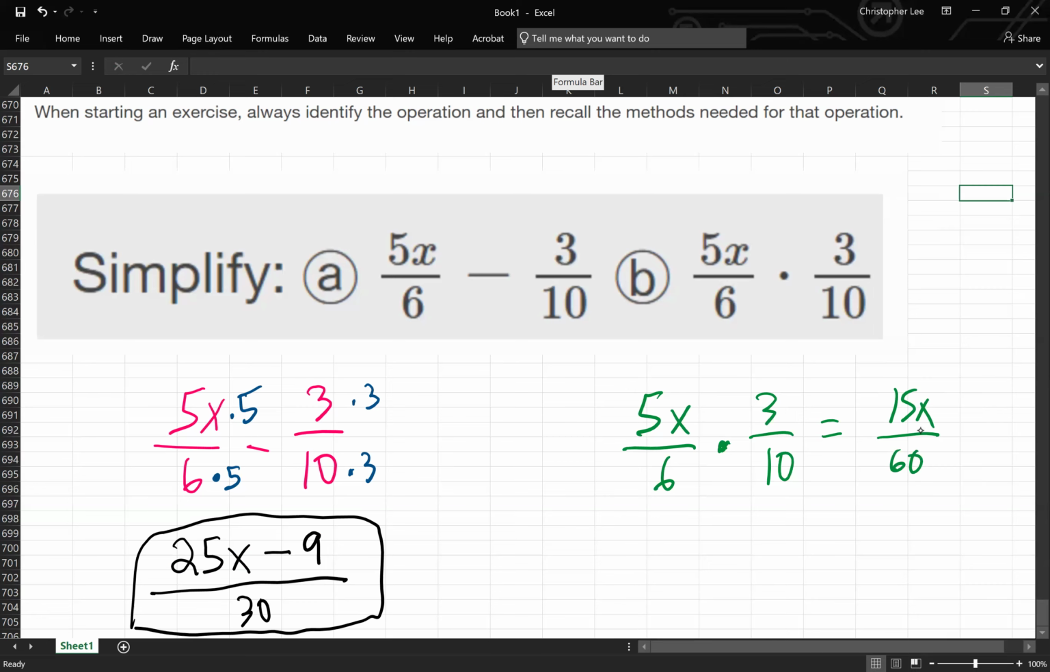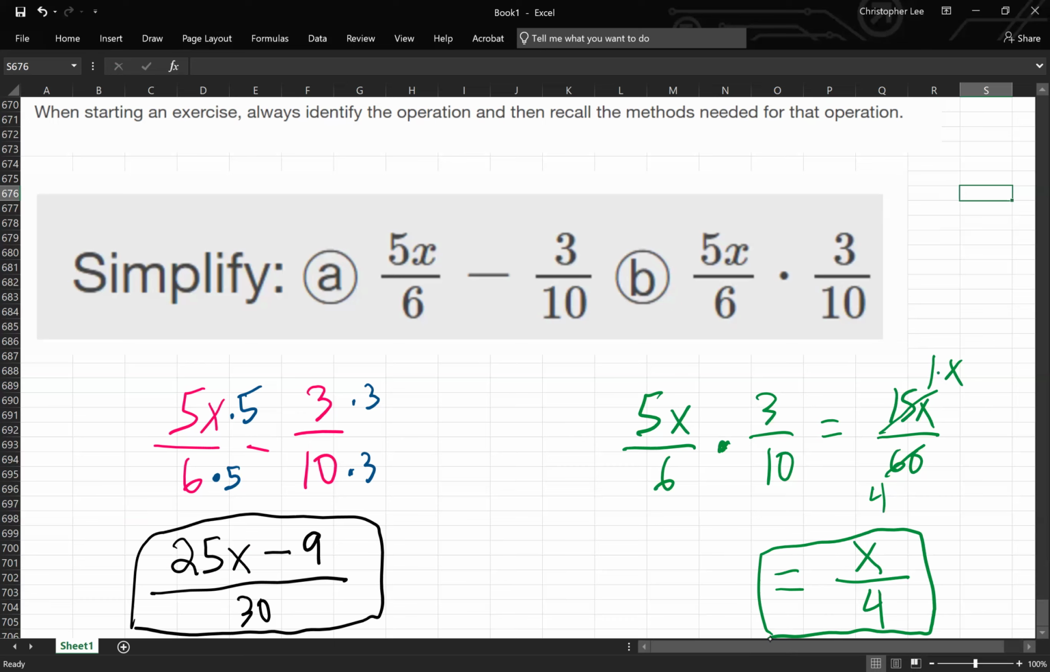Reduce it. 15 goes into 60 how many times? Not 5. Close. No, 4, right? So the top is 1x and the bottom is 4. So the final answer is just x over 4. There's a 1 there, but 1 times anything is itself, so I don't really mention it. Just 1 over 4.